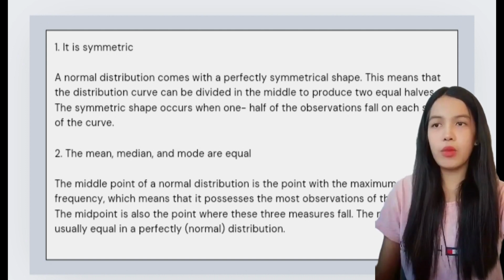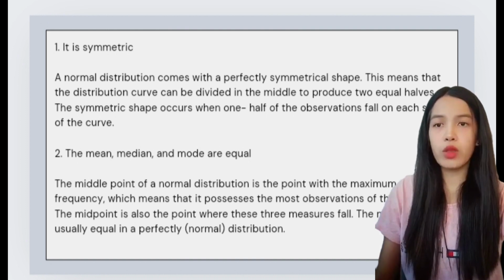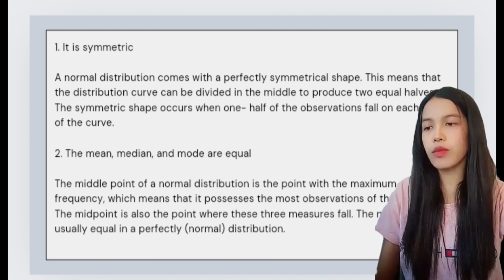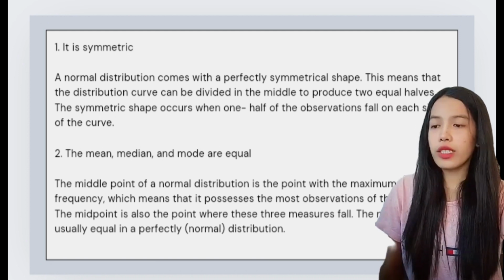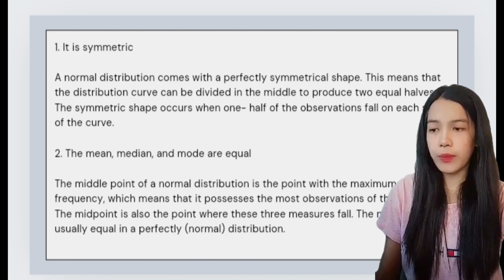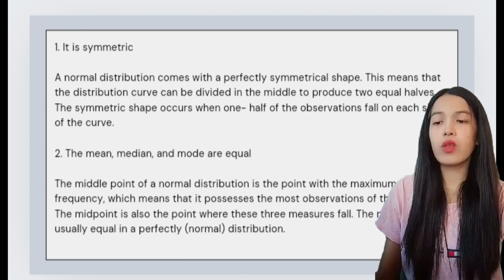The mean, median, and mode are equal. The middle point of a normal distribution is the point with the maximum frequency, which means that it possesses the most observations of the variable. The midpoint is also the point where these three measures fall. The measures are usually equal in a perfectly normal distribution. So, for example, if you have a normal distribution with a mean of 50, the median will also be 50.